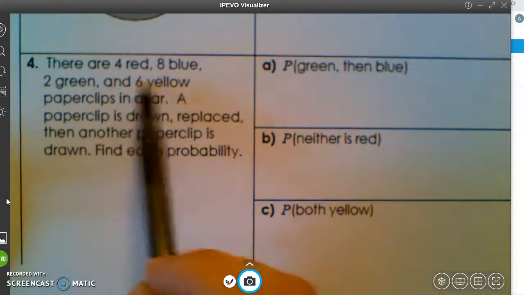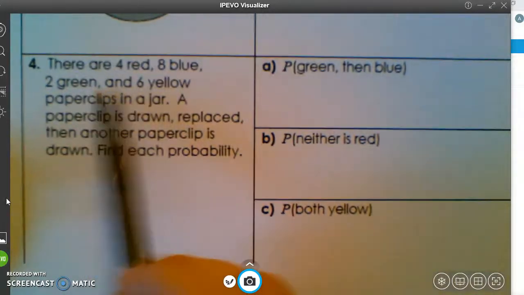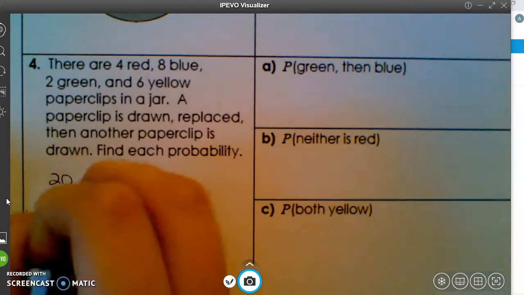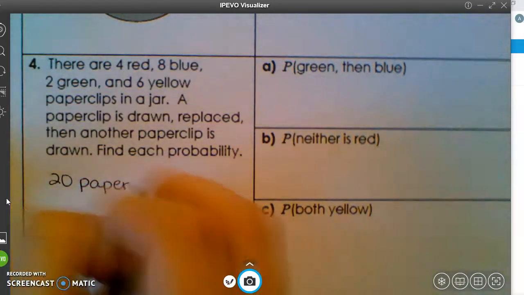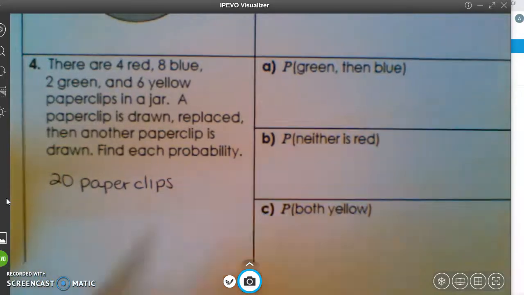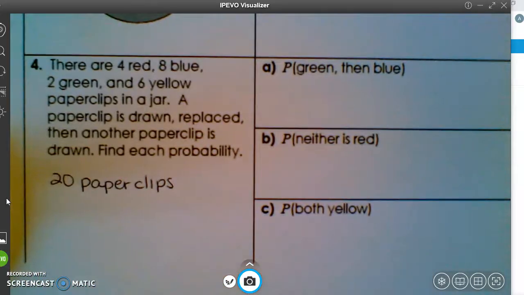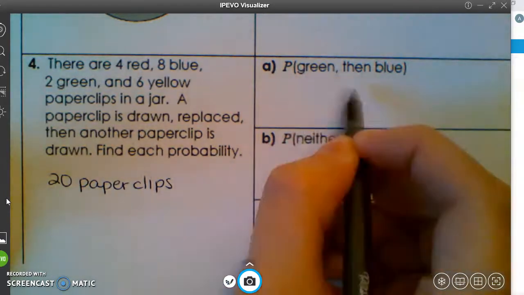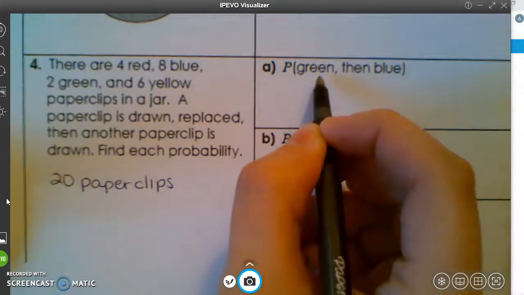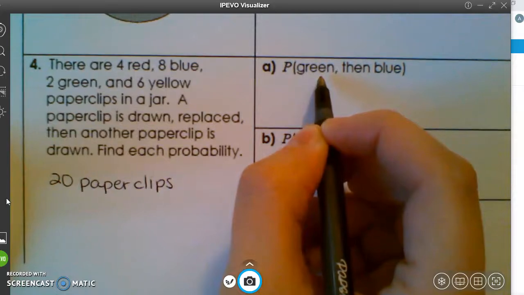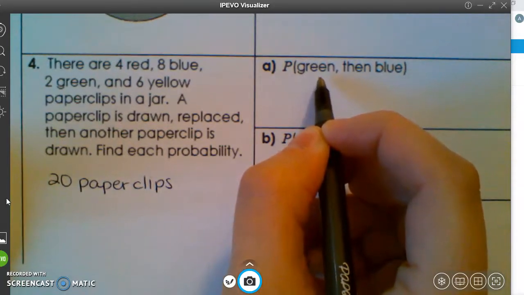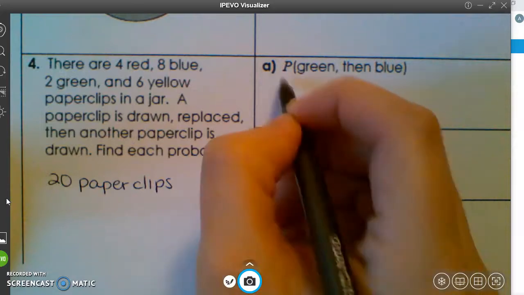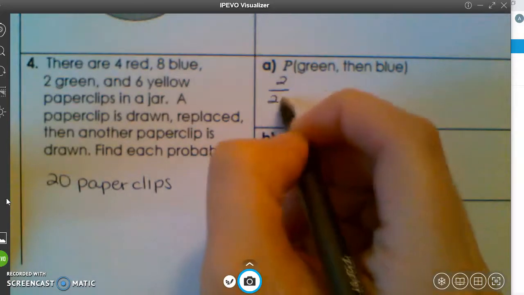There are 4 red, 8 blue, 2 green, and 6 yellow. So in all, we have 20 paper clips. What we do is we take a paper clip out, we put it back, then we take another one out. So we want probability of green, then blue. How many favorable options are there for green? Well, how many greens are in the jar? There's 2 greens. So I've got 2 greens out of 20.